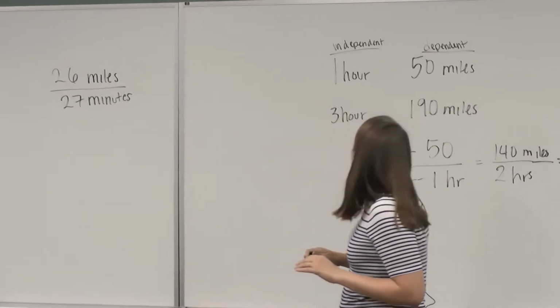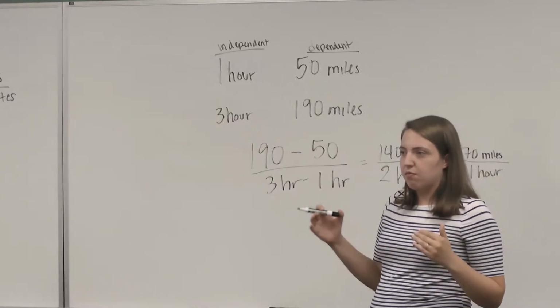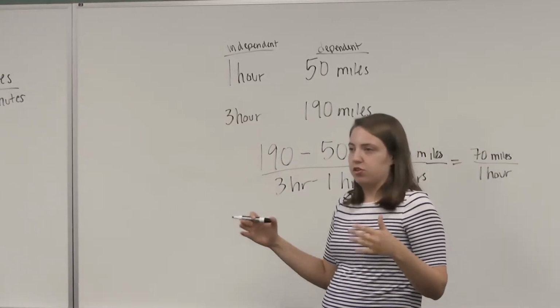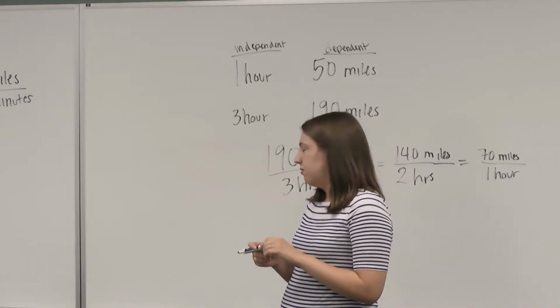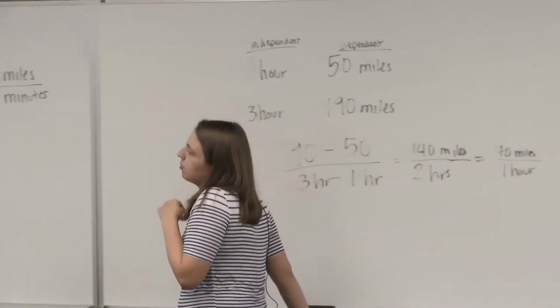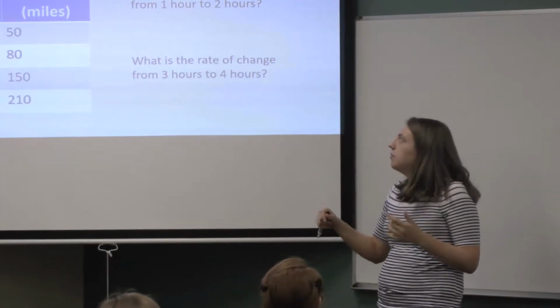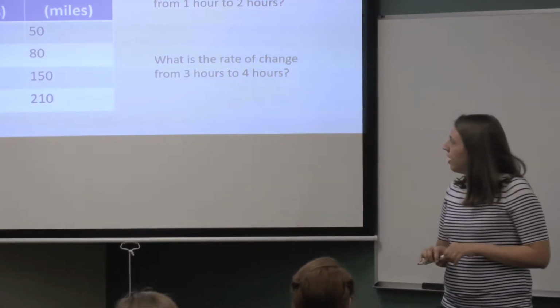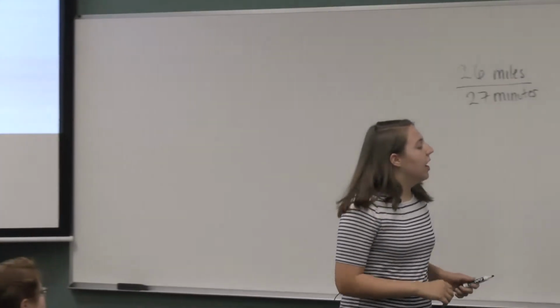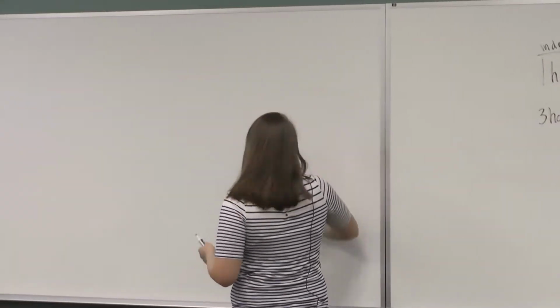So is this realistic? If we have a car trip, does it go the same rate of speed the entire car trip, or does it fluctuate? Okay, so I have here a table with different time periods over 4 hours of a car trip and the distance that that car has gone at each of those times. So how would we find the rate of change from 1 hour to 2 hours?